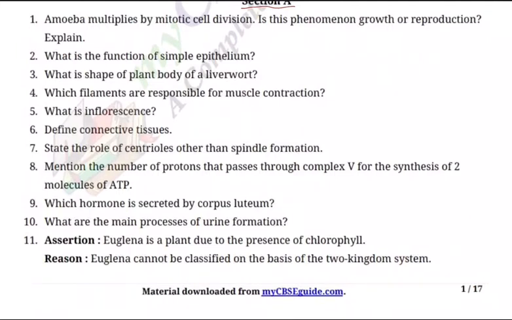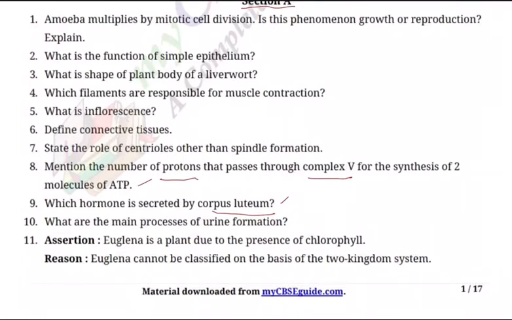What is inflorescence? Question 6. Define connective tissues. Question 7. State the role of centrioles other than spindle formation. Question 8. Mention the number of protons, H+, that pass through complex 5. Remember the 5 complexes, for the synthesis of 2 molecules of ATP. Question number 9. Which hormone is secreted by corpus luteum? Expected one.